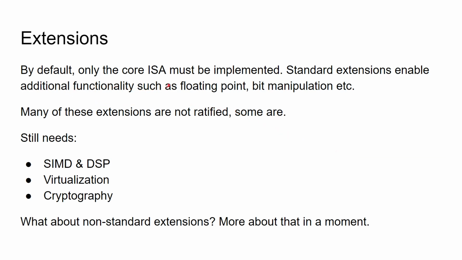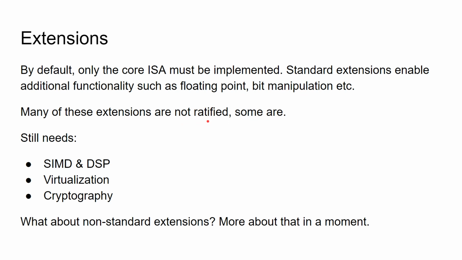Now, by default, only the core instruction set architecture must be implemented for someone to say, I've got a RISC-V chip. But there are lots of extensions, and these are actually quite interesting, because even things like floating point or bit level manipulation are extensions to the core instruction set architecture. Many of these extensions are not ratified yet. Some of them are, but some of them are not. So there is this kind of grey area at the moment.